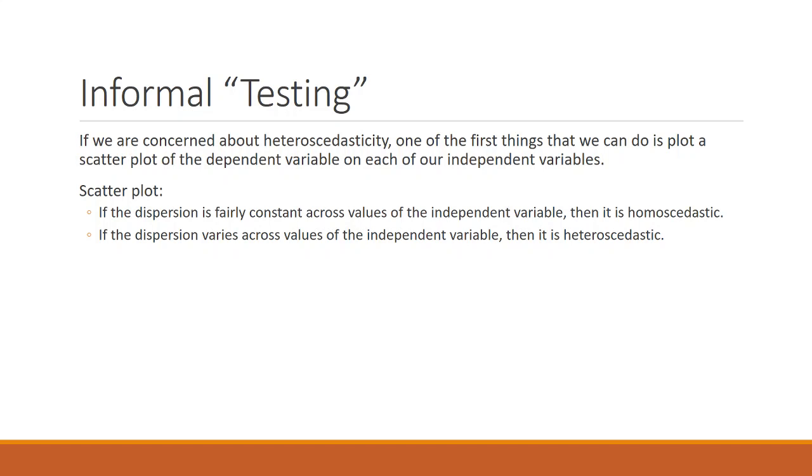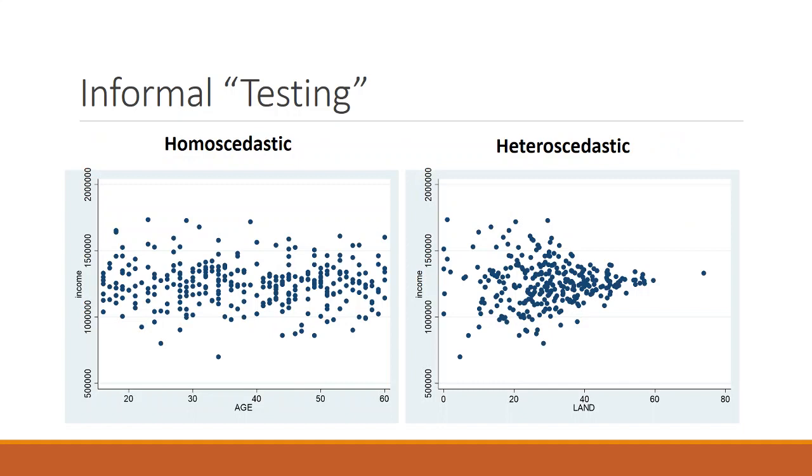If the dispersion in the dependent variable is rather consistent across different values of the independent variable, then we tend to be confident that we don't have heteroscedasticity for that variable. If it varies a lot across the different values of the independent variable, then we might be concerned that there will be heteroscedasticity. All right, so just to give us an idea, what does that look like?